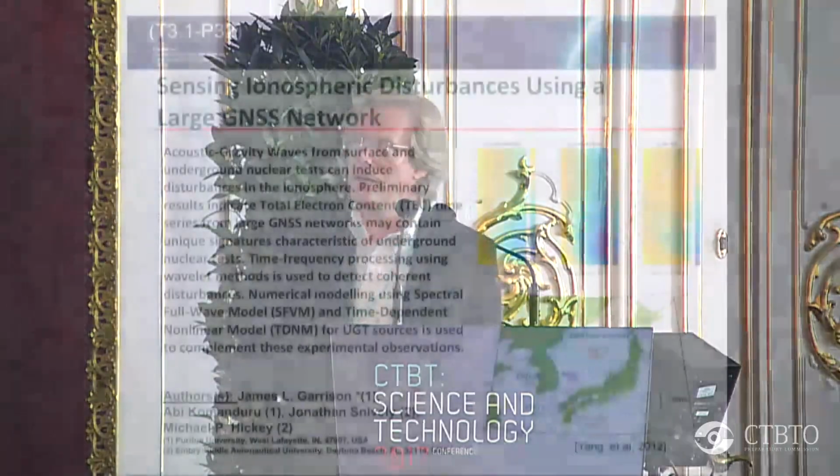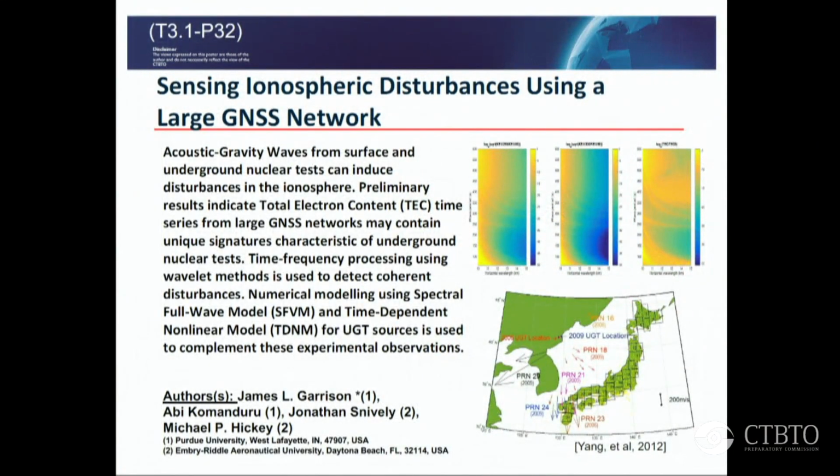Hello, my name is Jim Garrison. I'm in the College of Engineering at Purdue University in the United States, and I'm going to be presenting an alternative phenomenology complementing seismic, infrasound, and hydroacoustic measurements, which makes use of the interaction between the neutral atmosphere and the ionosphere. Through observing perturbations in the ionosphere with electromagnetic methods, we have an alternate method of detecting disturbances.